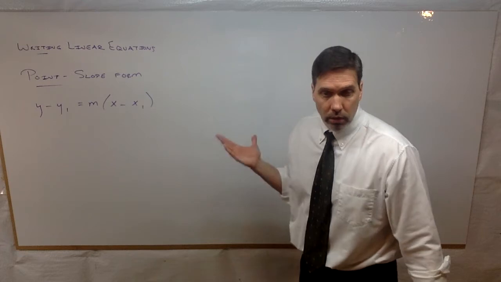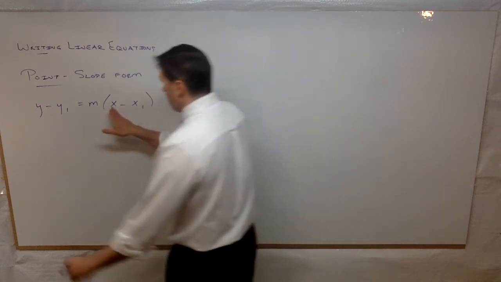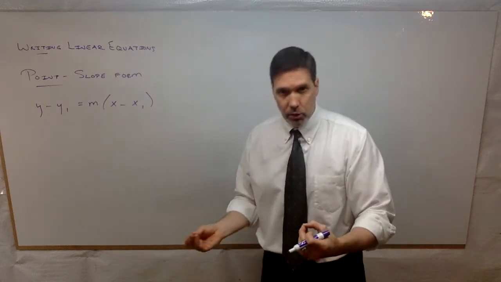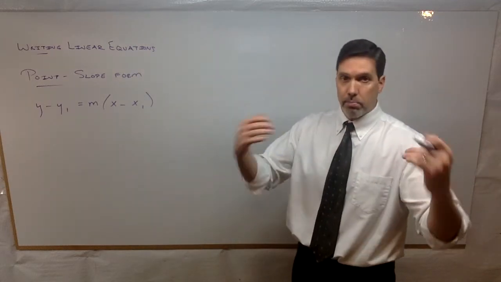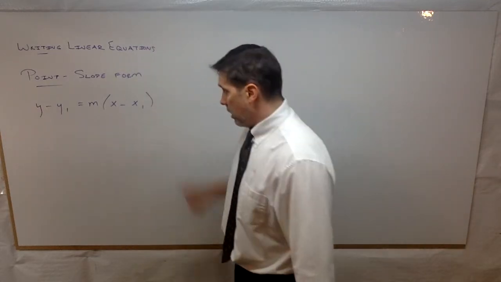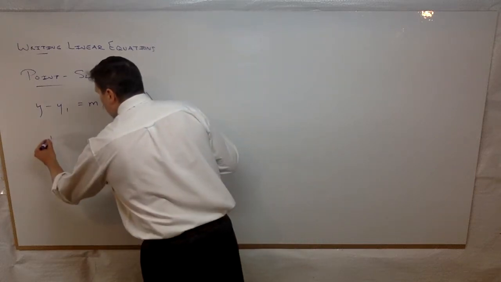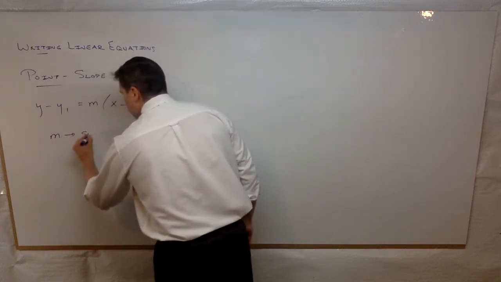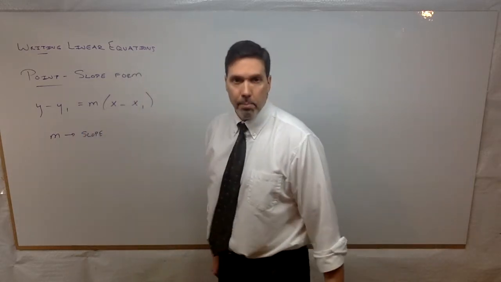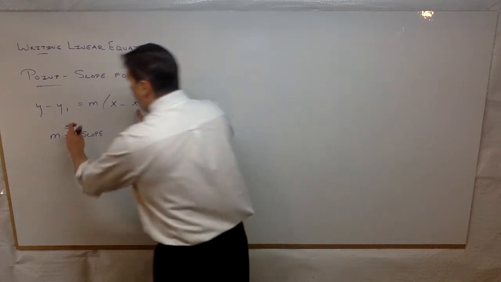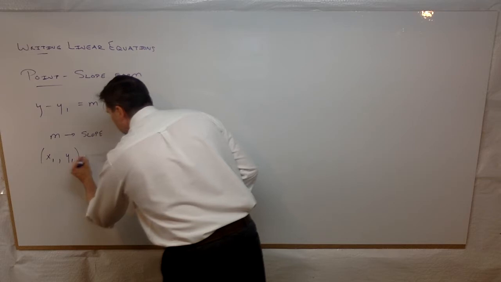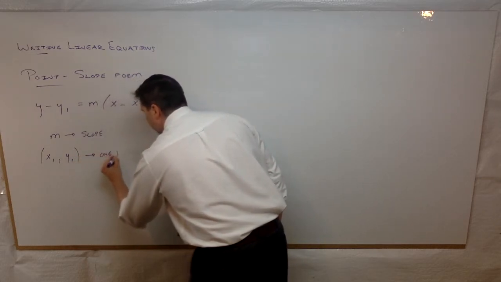Now, as far as what these variables are representing, the x and the y, those are the same x and y that show up in your slope-intercept form or your standard form. It's just plain old x, plain old y. You don't put any numbers in for those. Now, all the other letters here, first of all, m is still representing your slope. That's how steep the line is. So that's why we keep that letter m there. Now, this x1 and y1 together make up 1 point on the line.